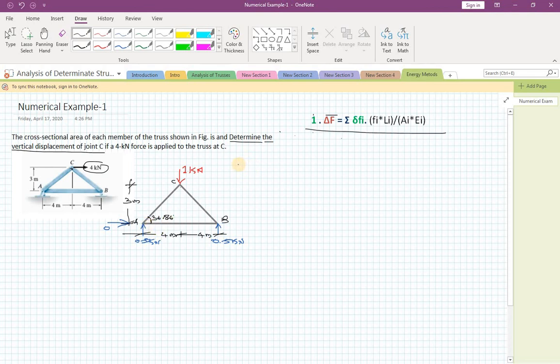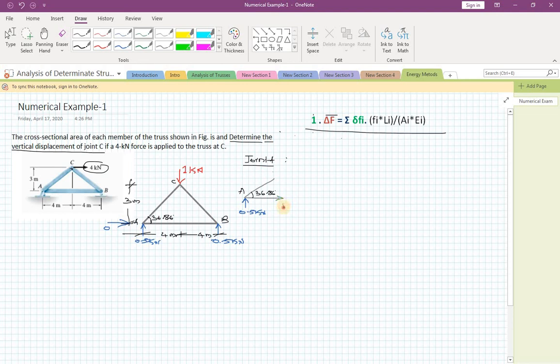body diagram of joint A. Okay, I have drawn the free body diagram of joint A with 0.5 kilonewton. Now there are two members meeting at joint A, member AC and member AB. Now I need to assume some force in member AC and some force in member AB. So for member AB, let me assume a tensile force. That's why I'm making my arrow away from the joint.